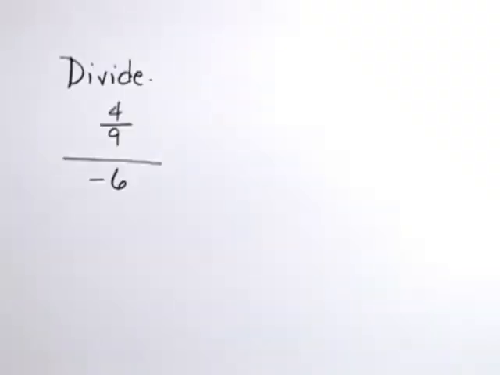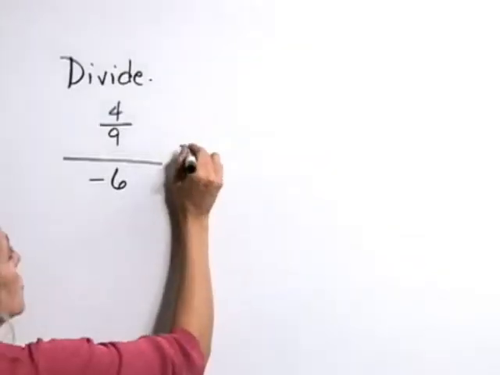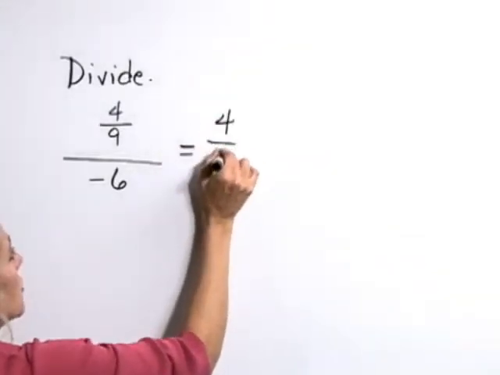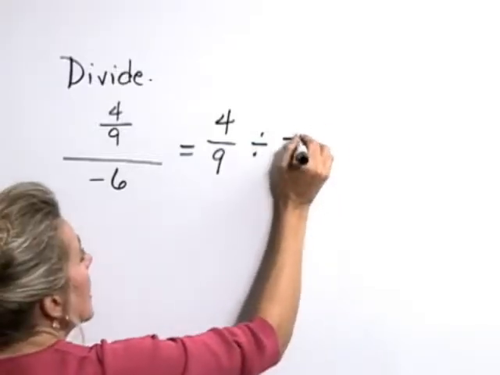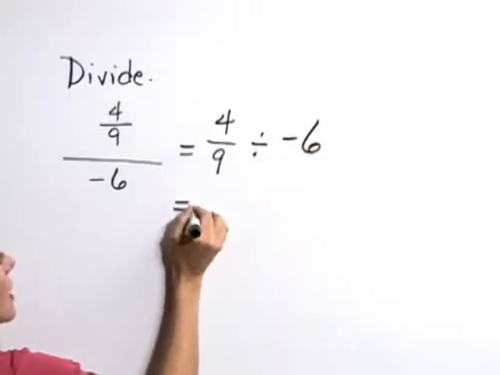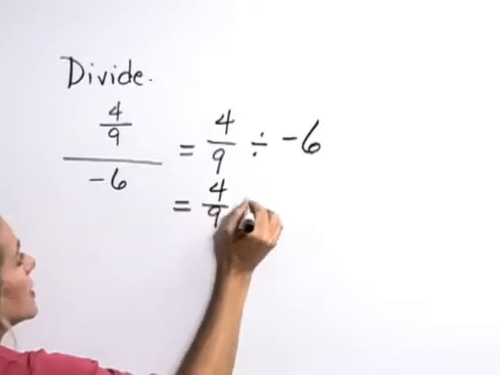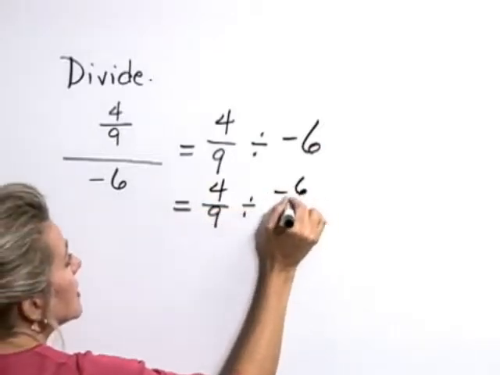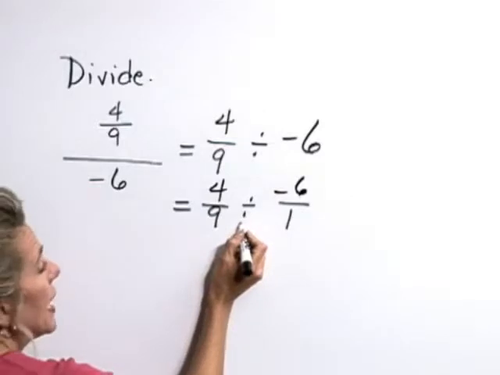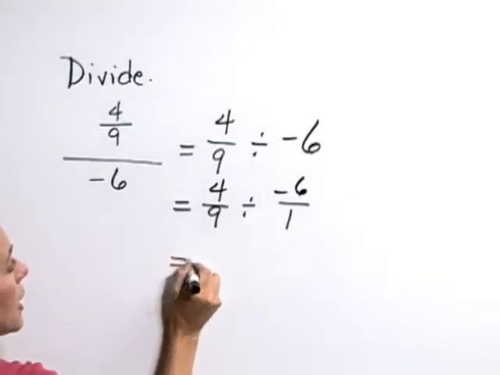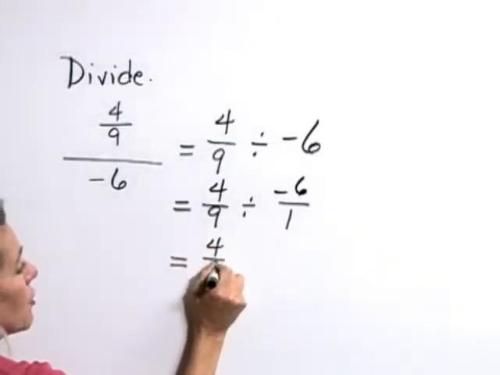Divide. The problem is 4/9 divided by -6. We'll begin by rewriting this problem using the division sign. So 4/9 divided by -6. Now we'll write it as 4/9 divided by -6/1. We do that in anticipation of our next step, which is changing from a division problem into a multiplication problem by inverting the second fraction.